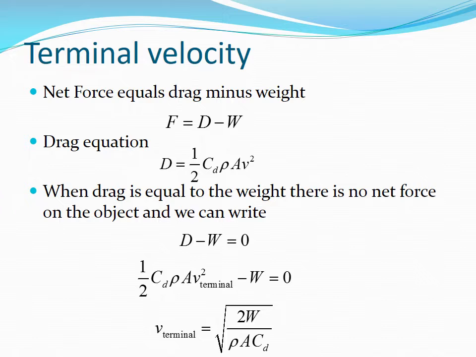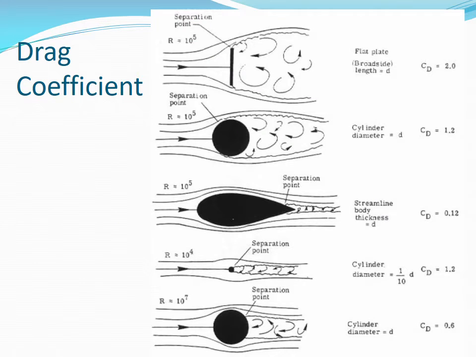The drag coefficient C sub d is something that depends on the shape and design of an object. We will use a drag coefficient of 0.5 for most things, but it does really vary. The image shows the drag coefficient for various objects. A flat plate has a drag coefficient of about 2. A cylinder has a drag coefficient of 1.2. A streamlined body, like an airfoil, 0.12. A small cylinder, again, 1.2.